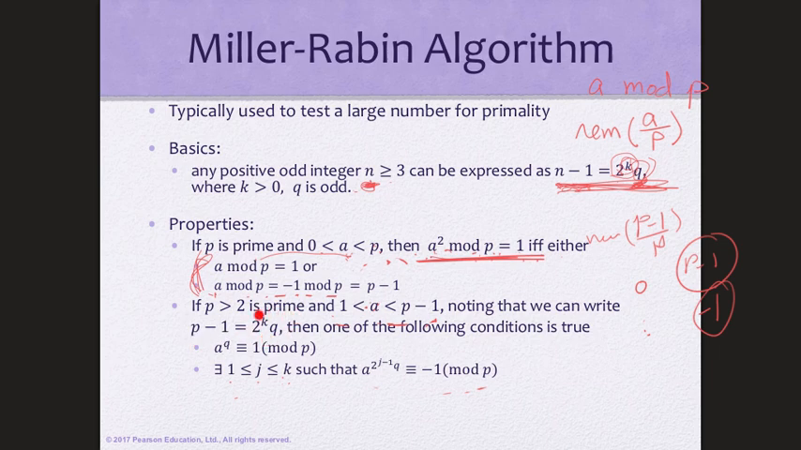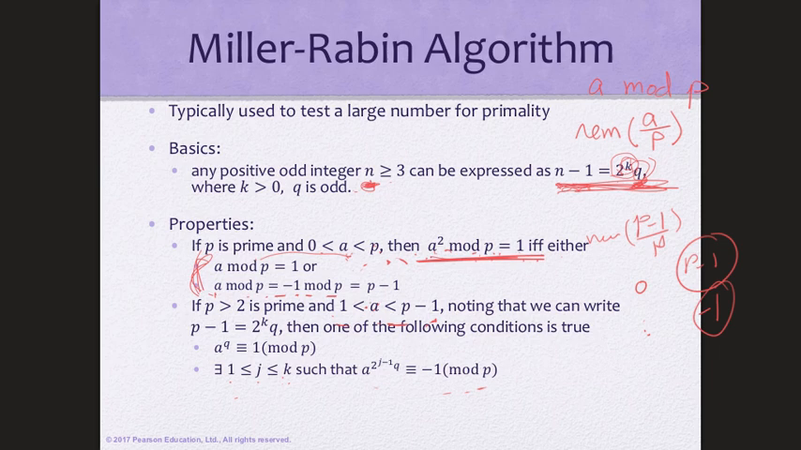Now, after doing this and considering that A is greater than 1 and less than P minus 1, then either A to the power Q is congruent to 1 mod P, or I can find some J, some integer value which cannot be greater than K and not smaller than 1, such that A to the power 2 to the power J minus 1 multiplied by the Q that we have here is congruent to minus 1 mod P. So it's one of the two, yeah, either of these two conditions is true.